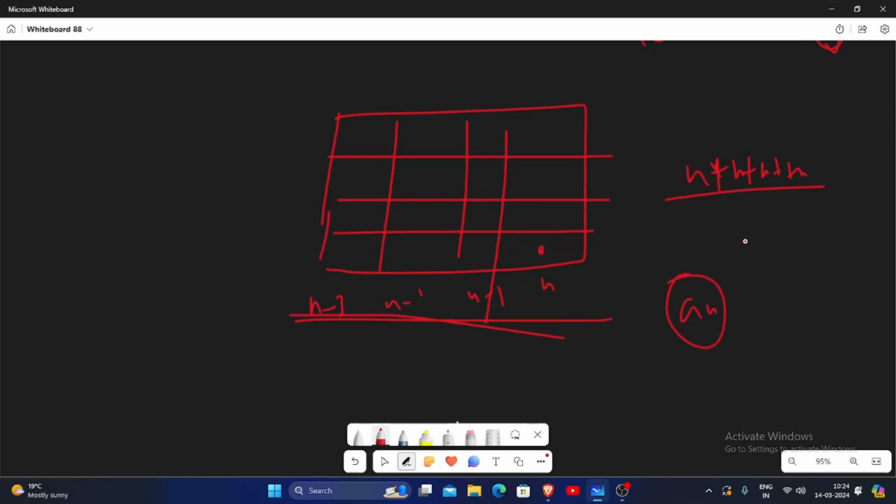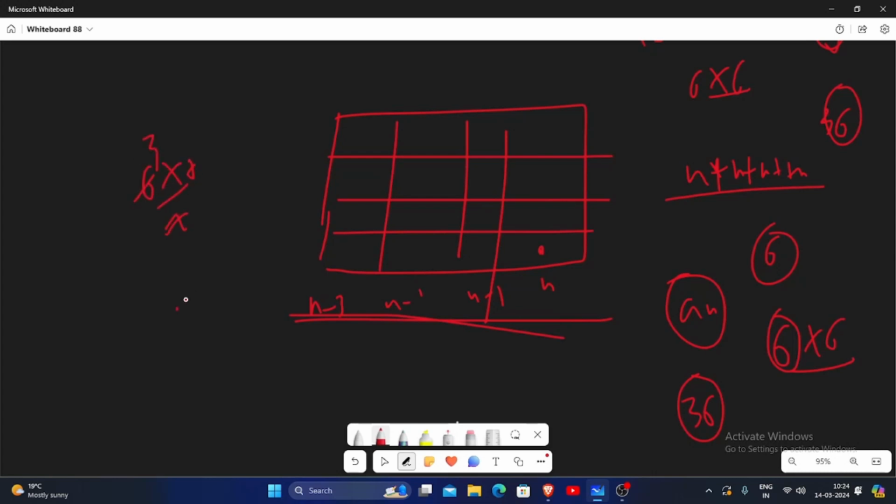Let's say I have a 6 cross 6 matrix. The iterations would be 6 cross 6, 36, if it were n square, and if inside this loop it had taken 6 times each, then it would take 36 times. But it will not. It will take an AP, and you know the sum of the first 6 terms will be 6 into 7 by 2, so 21. And 21 is way less than 36. And the next time this 21 will reduce even more.